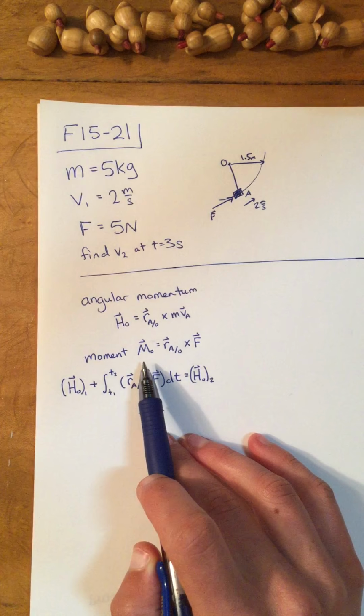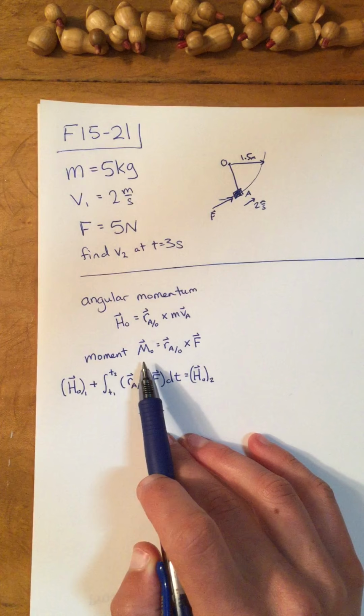This is Fundamental Problem 21 from Chapter 15. Initially, the 5-kilogram block is moving with a constant speed of 2 meters per second around the circular path centered at O on the smooth horizontal plane. If a constant tangential force is applied to the block, determine its speed when t is equal to 3 seconds, and the constant tangential force has a magnitude of 5 newtons.